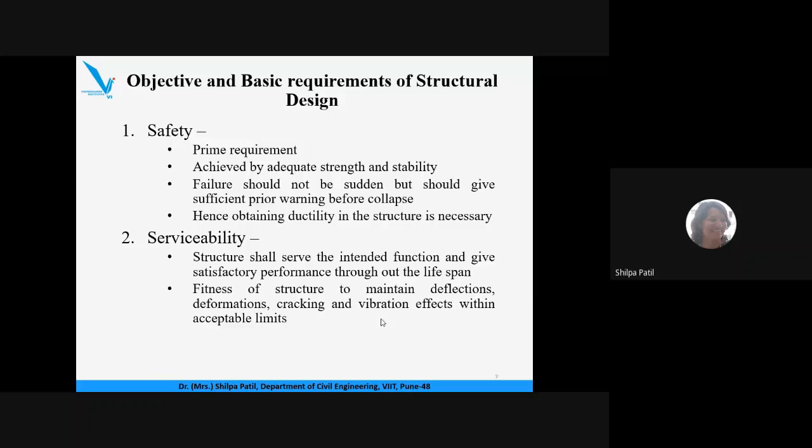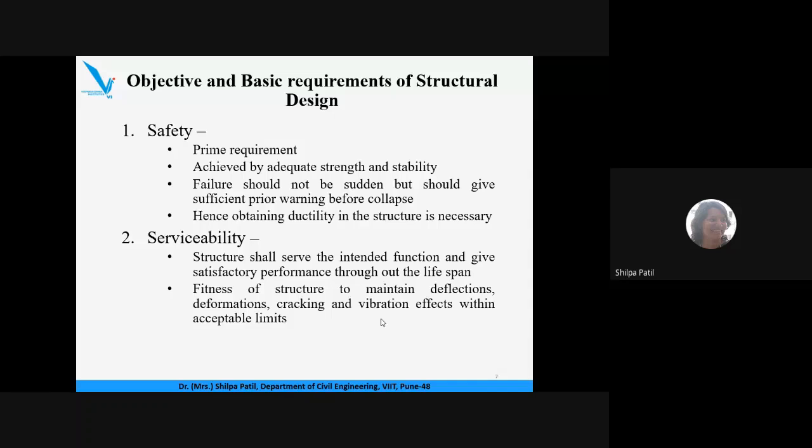The first and most important basic requirement or objective of structural design is safety. It is of prime importance. Whatever structure you design, it should be safe first, and only then will we be able to use that structure. Otherwise no one will enter that structure. If you have a feeling that this particular structure is not safe for utility, no one will enter inside it. So safety is the most important requirement of any structural design.